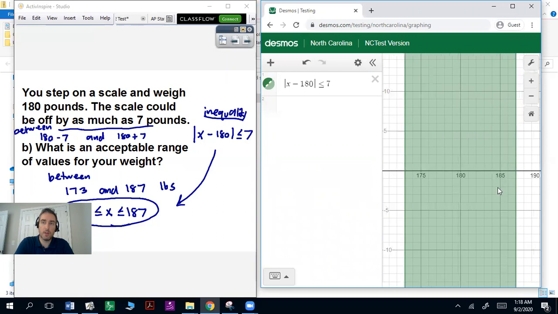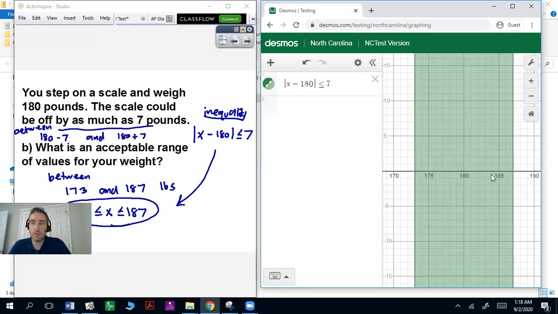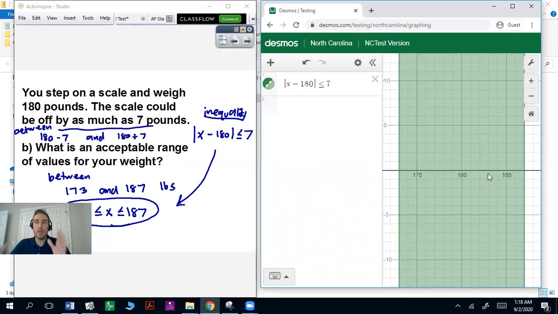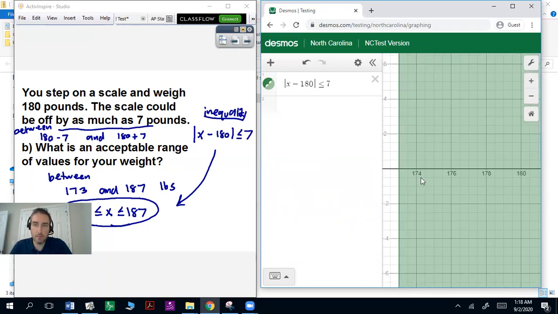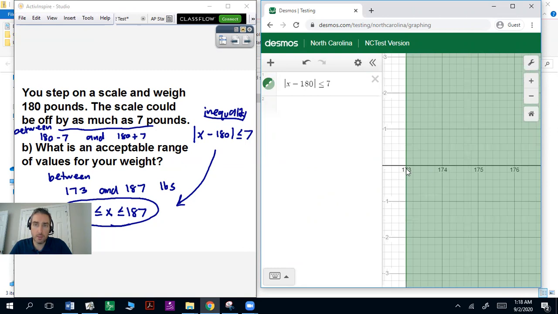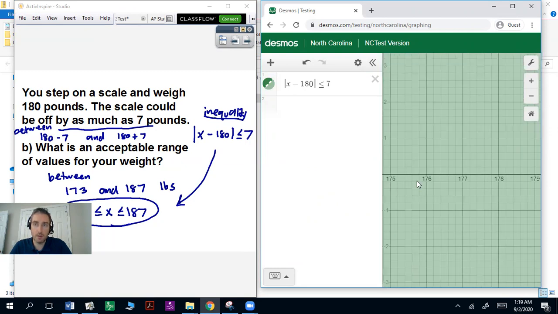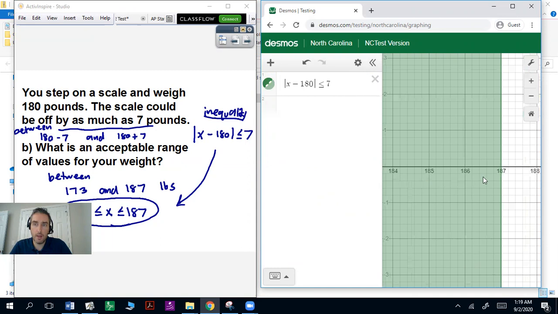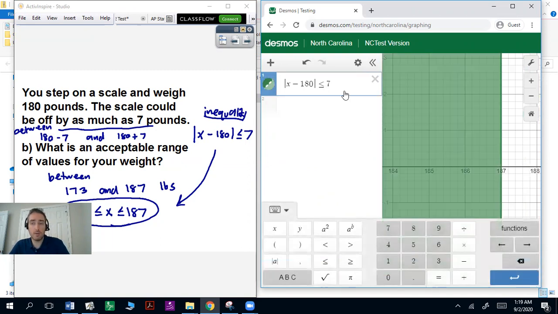But I want you to look over here. It's going to give you a shaded boundary, and if you zoom in enough, you can tell it's going to be between that 173 and that 187. And notice those are both dashed lines because it's got the equal, and it could be solid lines because it was equal, but it could very well be dashed lines if you took the equal out. So look at the difference there.